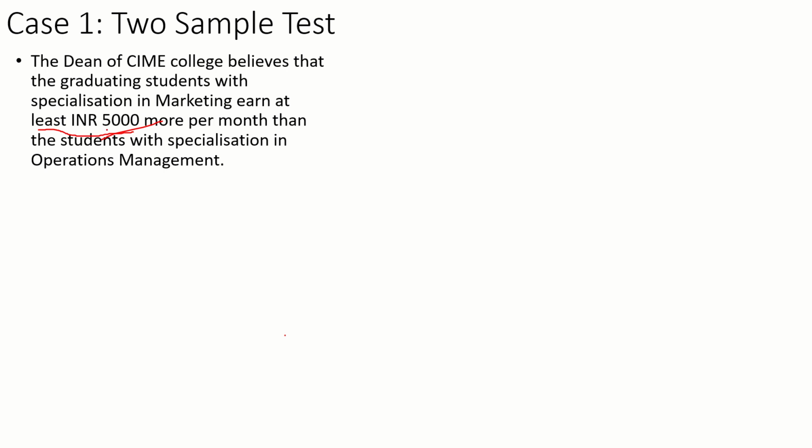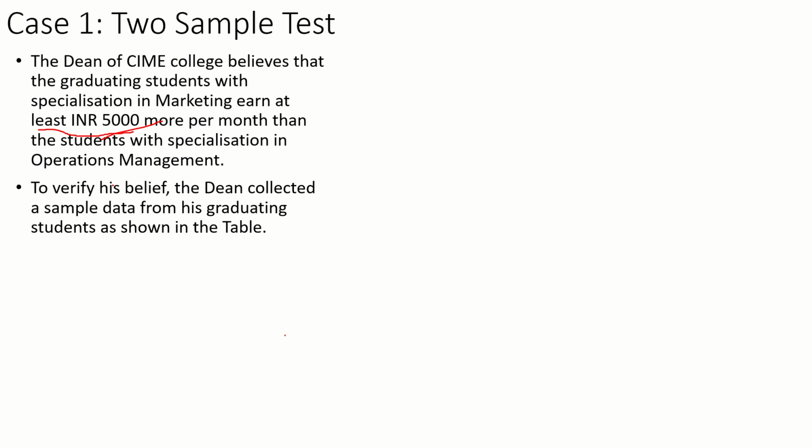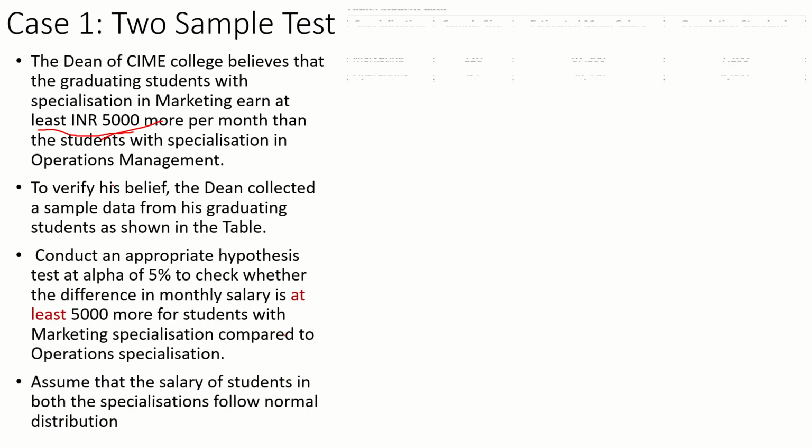So this is the claim. The claim is 5,000 more. Okay. So when we build or develop H0 and H1 we have to check this, because the claim is that it is more than, at least, which means it is more than 5,000. Okay. So to verify his belief, the dean collected sample data from his graduating students, as shown in the table.